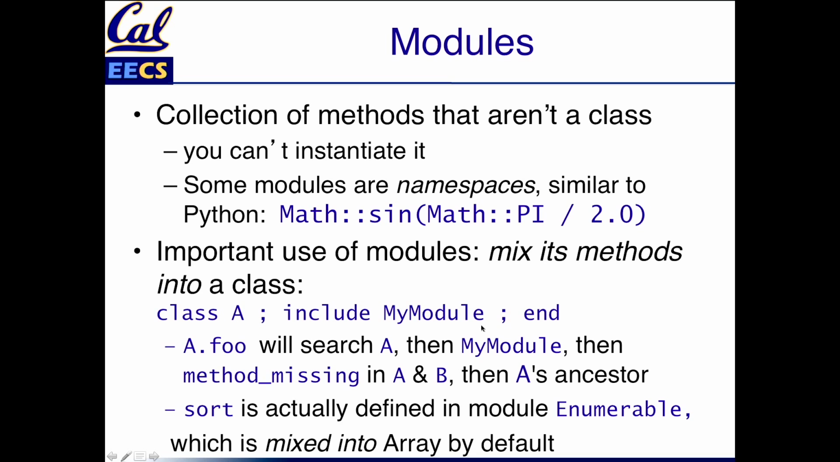That means that when I try to call a method on an instance of A, if I call, for example, a.foo, first it will search whether class A has that method. Then it'll search whether any modules included into the class have that method. And then it'll do the other stuff we've already talked about. It'll call method_missing. It'll punt up to the ancestors. But modules essentially give you a way to say, wait a minute, add a few things to this class. I'm not done with it yet.